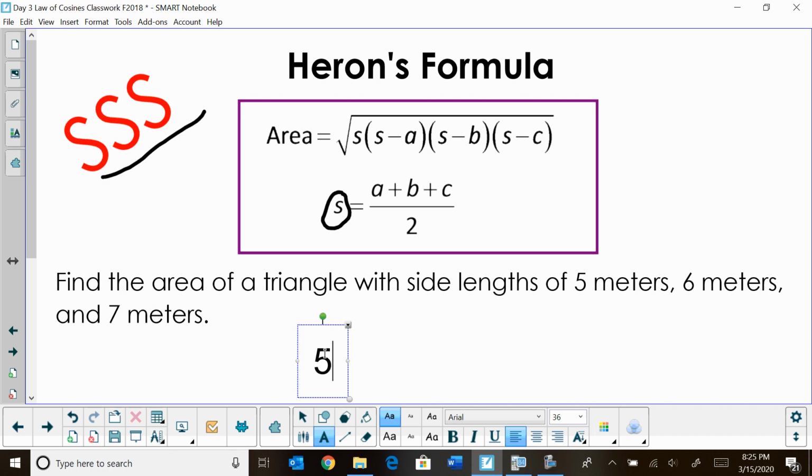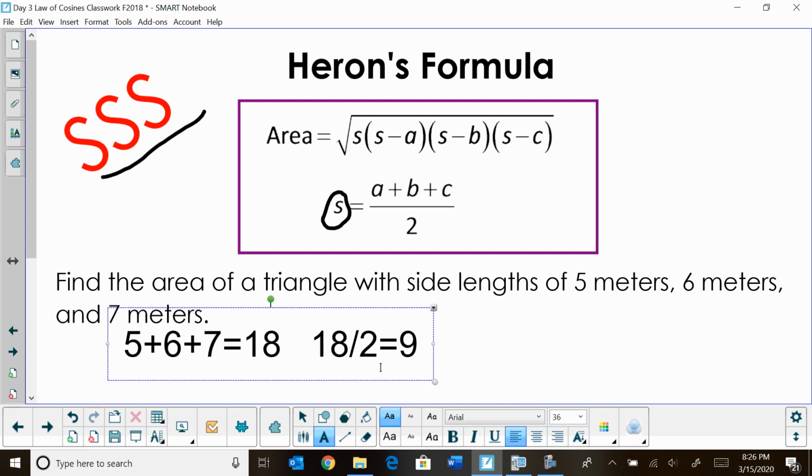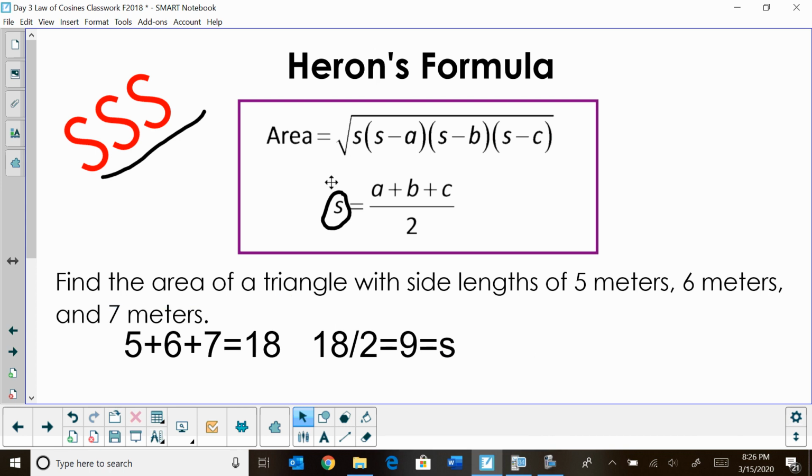So we're going to take 5 plus 6 plus 7, and that adds up to 11 plus 7 is 18. Then we divide 18 by 2, so our semi-perimeter is 9. Let's label that as our S value, and plug it into Heron's theorem.